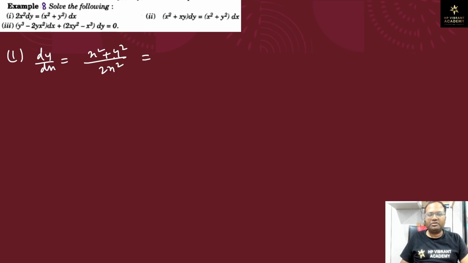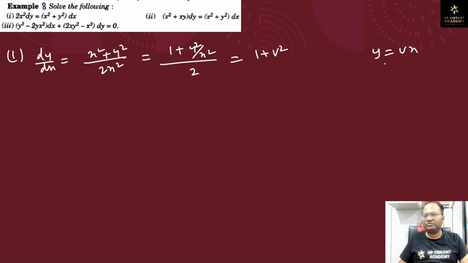So let us divide the numerator and denominator by x square. So this is 1 plus y square upon x square upon 2. Okay, this is 1 plus v square. Let us take y is equal to vx, so y upon x is equal to v. So 1 plus v square upon 2.